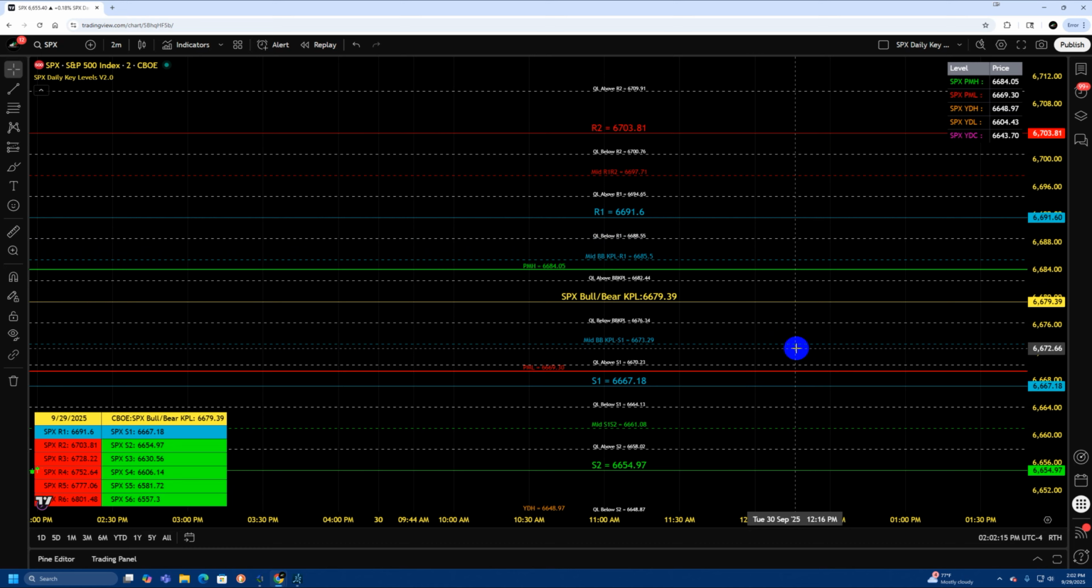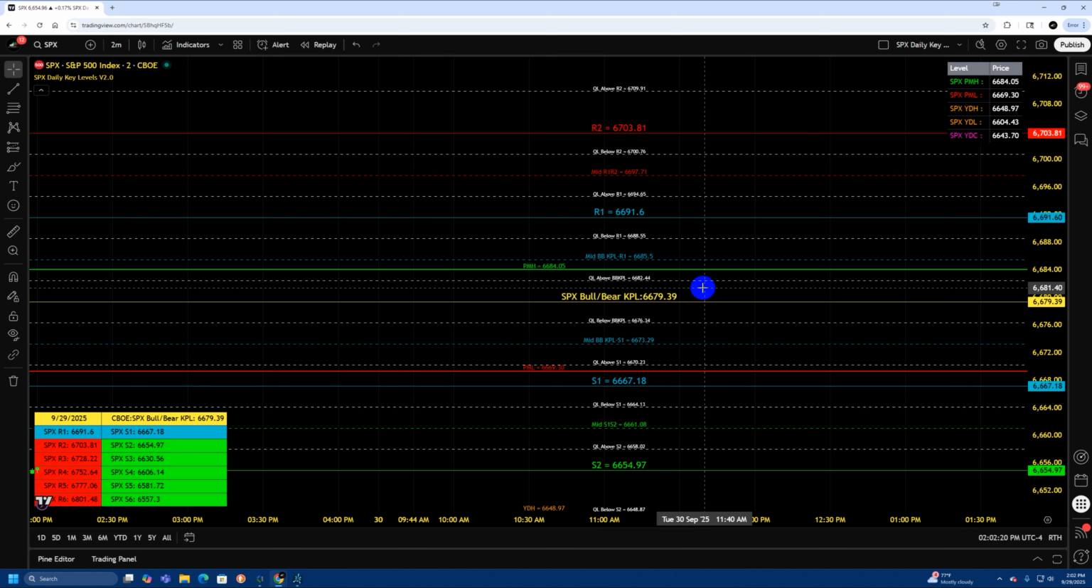The opposite is true on bearish trades. On bearish trades, if you use a tight stop loss, then it's the first QL level above the level you're taking the trade from.